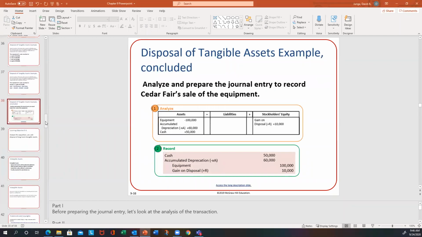All right, so at that point, the way you would record the actual entry, you'd be debiting cash for 50, debiting accumulated depreciation for 60, because that's what the accumulated depreciation was at the date of sale, crediting the cost of the equipment, and then that 10,000 is just a plug number to make the debits equal to credits. But notice that's the gain. And of course, here shows you how that would be affecting the accounting equation by reducing your asset. You got a negative 100 equipment, a plus 60 to accumulated depreciation. So this gets rid of the book value. Here's the increase to cash. And of course, there's going to be the gain on disposal.